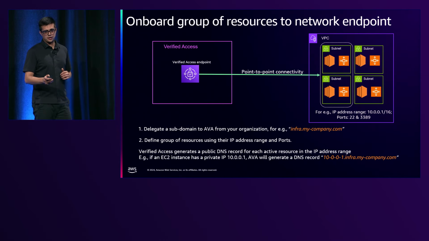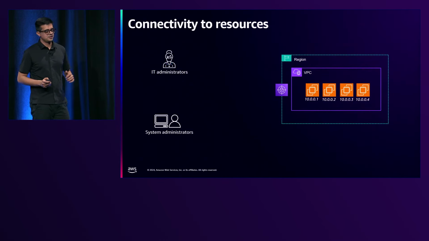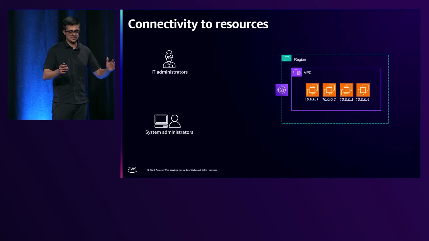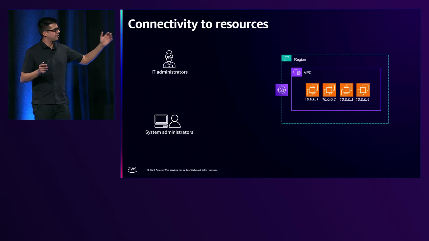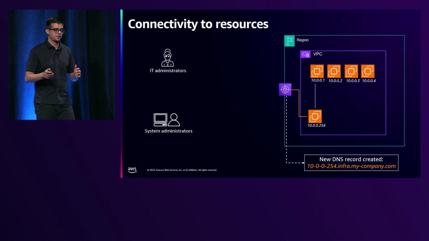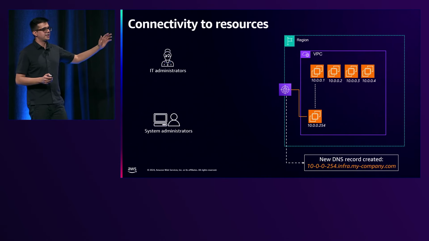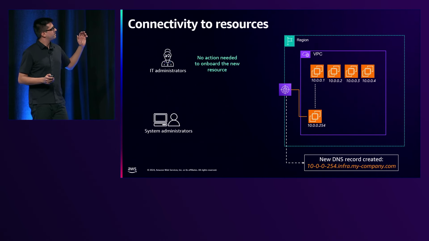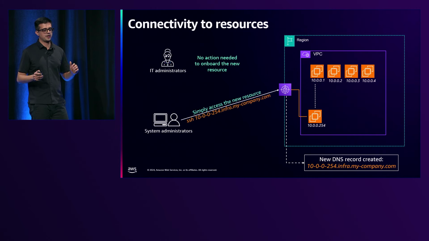So let's see how this works in action. Suppose you create a network endpoint, and behind the network endpoint, your resources scale dynamically. As soon as a new resource is spun up in the network that you define, Verified Access immediately connects to that resource and creates a public DNS record. Your admins don't have to take any action to onboard the new resource, and your end users can simply use the new DNS record generated to access the new resource created.